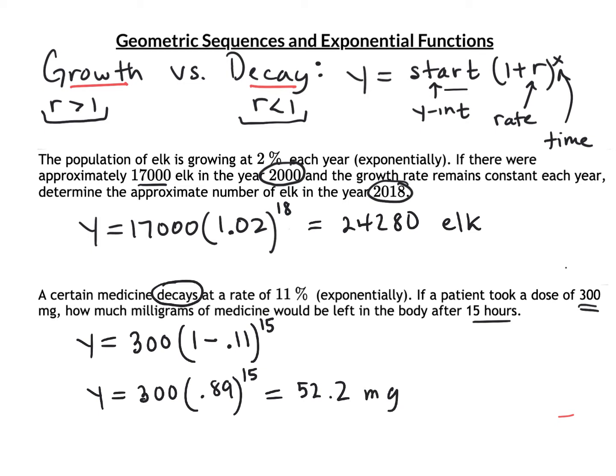Notice how we did this again. It was y equal to start, which was 17,000 here and 300 here. 1 plus the rate. 1 plus 0.02 was 1.02 because it was growth. You were increasing. And below, it was 1 minus because it was decaying. It was decreasing. 1 minus 0.11 for 11%. And then to the power of time.